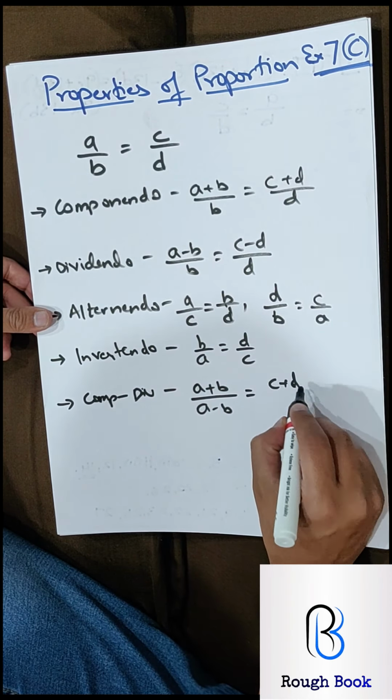Same thing you will see in the next question. 11.3. Come on, try it. Again you need to find the value of x. Pause the video, go ahead please. So by componendo dividendo, 3x plus, 3x minus, upon 3x plus, minus 3x plus.